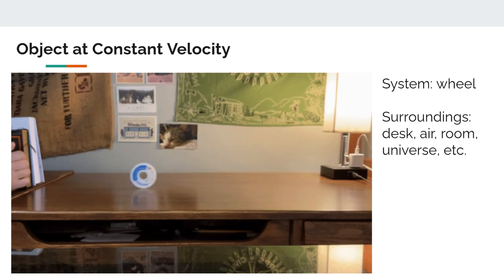So now let's actually look at the scenario. I rolled a wheel across this desk, in which the wheel is the system, and pretty much everything else is the surroundings, including the desk, air, room, whatever. And roughly it appears that it is going at a constant velocity.